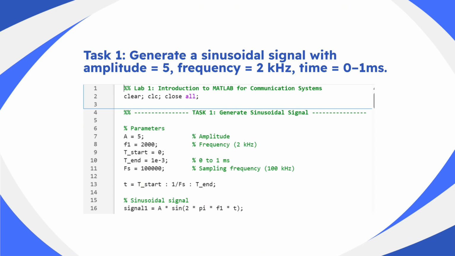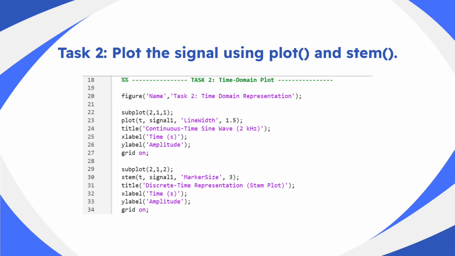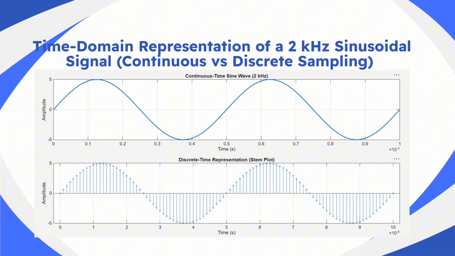Since the frequency is 2 kHz, the signal period is 0.5 millisecond, meaning approximately 2 complete cycles appear within the 1 millisecond observation window. For task 2, we visualize the generated signal using two MATLAB functions, which are plot and stem. The plot function displays a smooth continuous representation of the signal, while the stem function displays discrete sample points. These two visualizations help us understand the difference between continuous-time and discrete-time signals, which is an important concept in digital communication systems. Time domain representation.